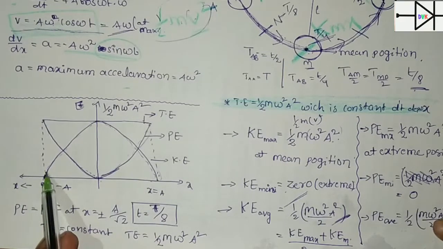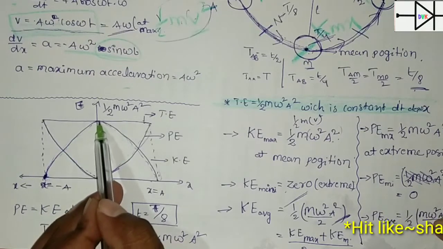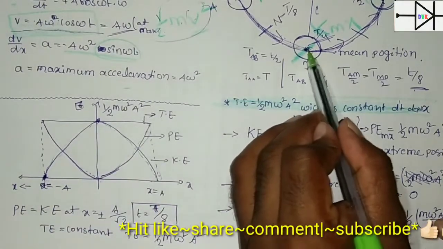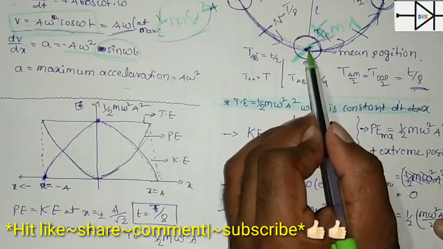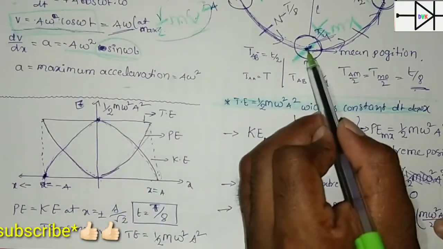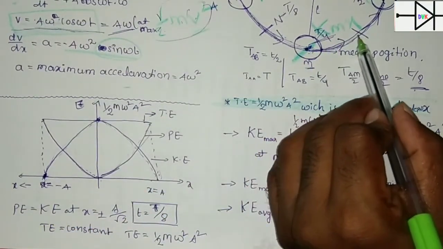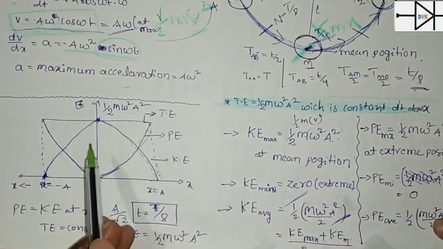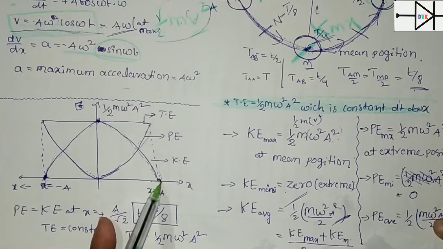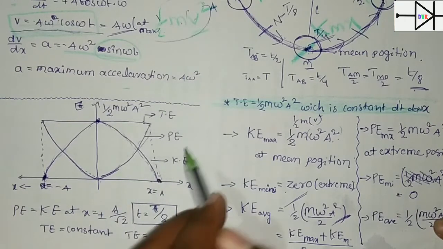Moving from the extreme point toward the mean position, at this point kinetic energy is maximum, right? Kinetic energy is maximum. Again, kinetic energy decreases, and this point is equal to 0. Same way, kinetic energy is decreasing, and here the point is 0. At maximum displacement, kinetic energy is equal to 0, at maximum amplitude.